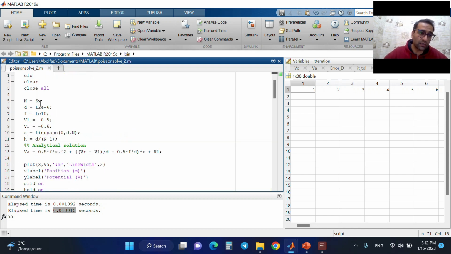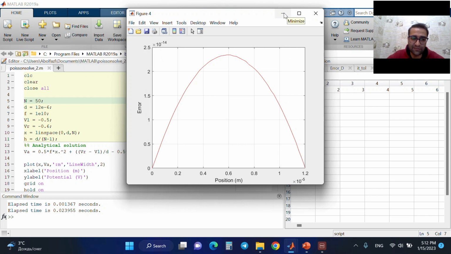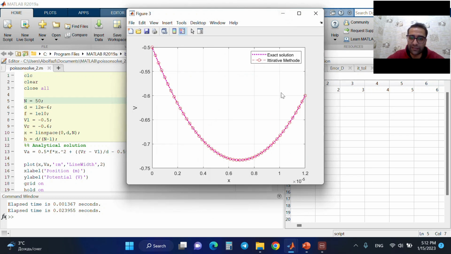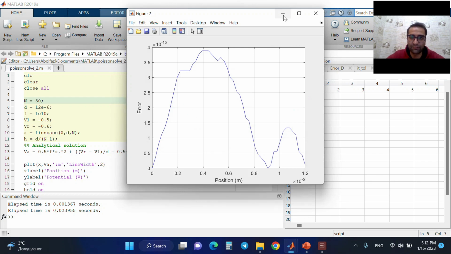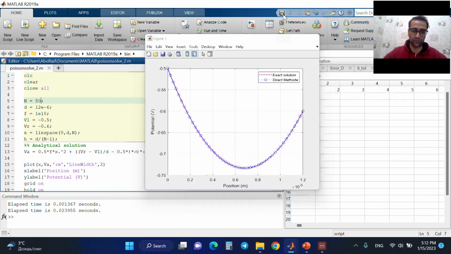Okay, let's increase the number of grids, for example, to 15. 15, press F5. Okay, you see how this problem converges to the real value, to the exact solution, like this. And this is the error for the iterative technique, right? This is the exact solution and the solution of the numerical method using the iterative method. And this is the error of direct calculation using the Jacobian matrix, and this is the exact solution and the direct method solution.